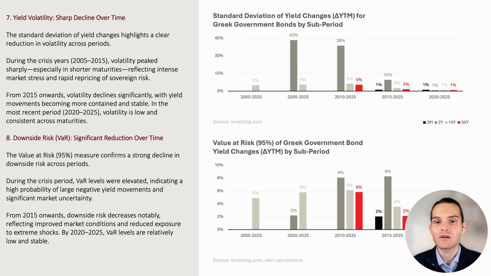Risk dynamics can also be examined through standard deviation and value at risk, or VAR, which reveal a similar pattern to the previous charts. During the crisis years, VAR levels were significantly higher, reflecting elevated downside risk, whereas after 2015, risk levels gradually stabilized across maturities as market conditions improved.